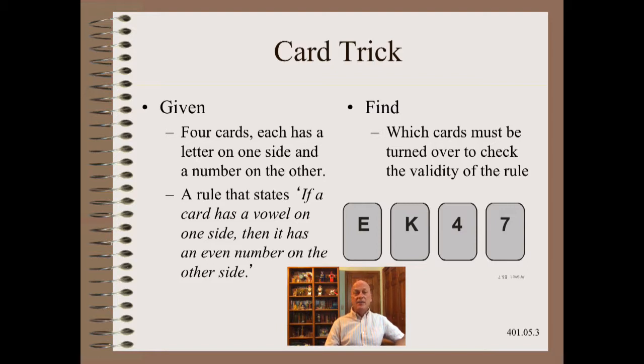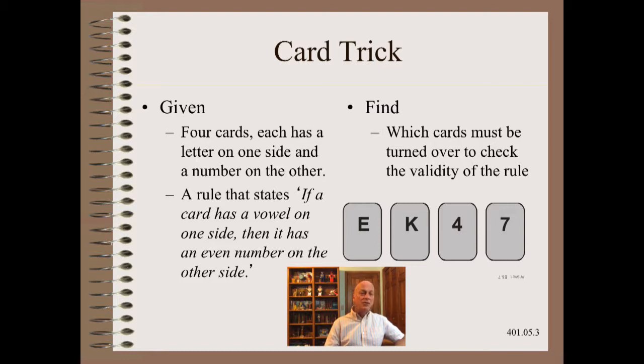The correct answer is E and 7 must be turned over, and here is why. The E must be turned over because the rule to be checked involves vowels. If, for example, we had an odd number on the other side, the rule would not be valid. Conversely, the K should not be turned over because we have no rules about consonants.